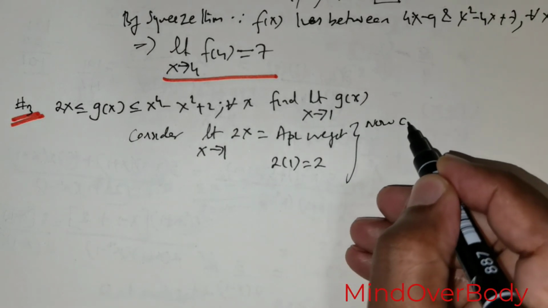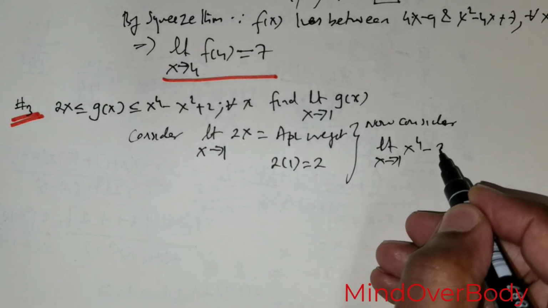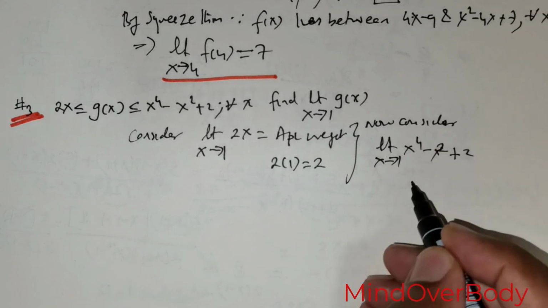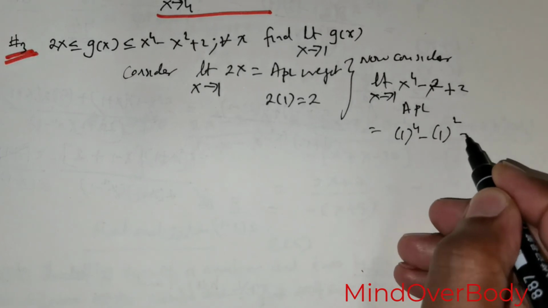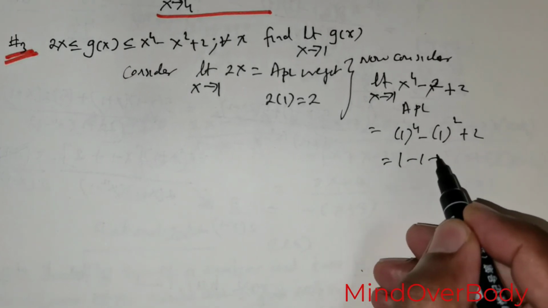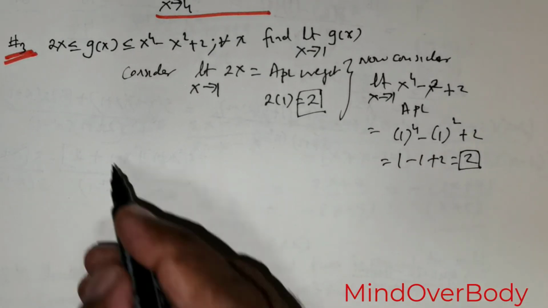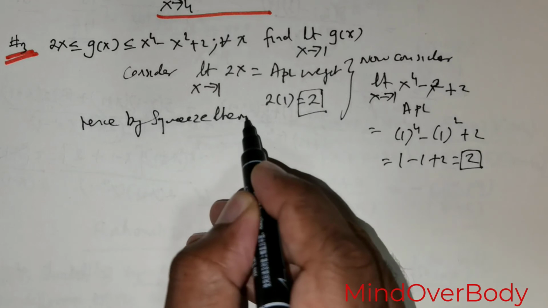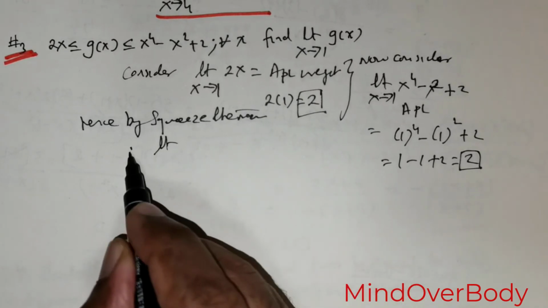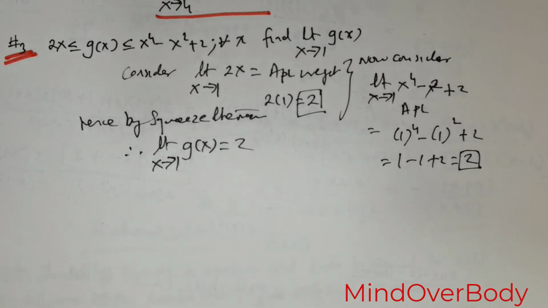Now consider the limit as x tends to 1 of x to the power of 4 minus x squared plus 2. Applying limits, we get 1 raised to the power of 4 minus 1 raised to the power of 2 plus 2. So this is 1 minus 1 plus 2, which is equal to 2. So clearly we get 2 to be the limit in both cases. Hence by the squeeze theorem, the limit as x tends to 1 of g of x will be equal to 2. So this is the solution for this question.